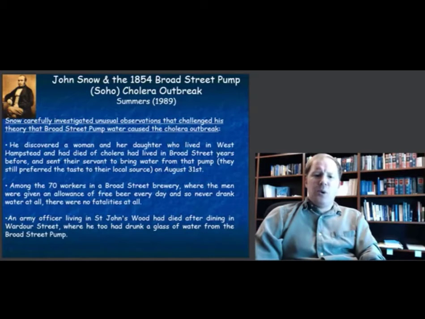Among the 70 workers who were in a Broad Street brewery, he also found curiously that none of them had contracted cholera. But upon investigation, he determined that all of them were given free beer every day, and so they never drank any water at all. This led him to further results that, excluding populations that were not affected but who had not drunk from the pump, furthered his evidence that in fact the pump was the culprit.